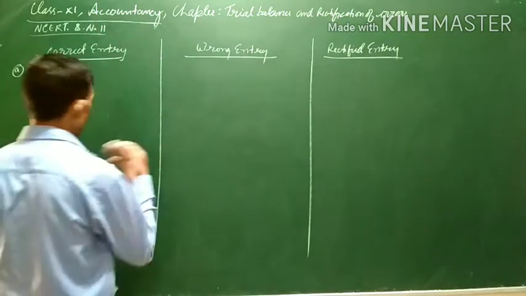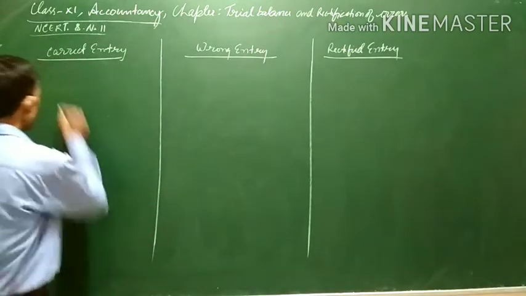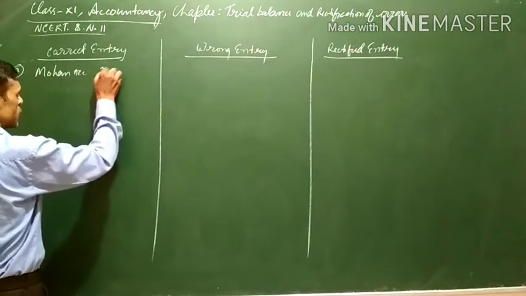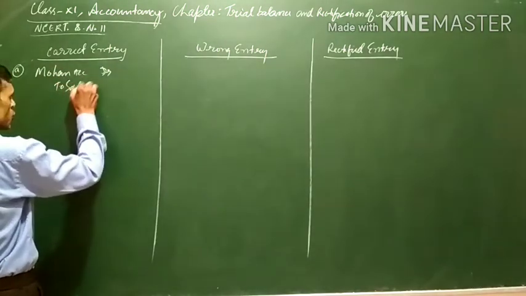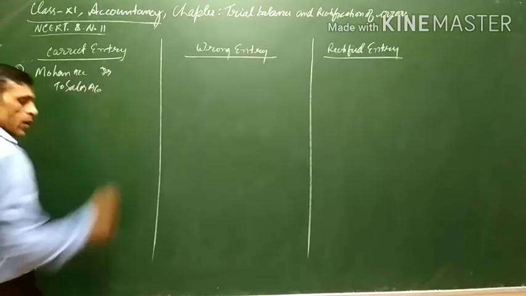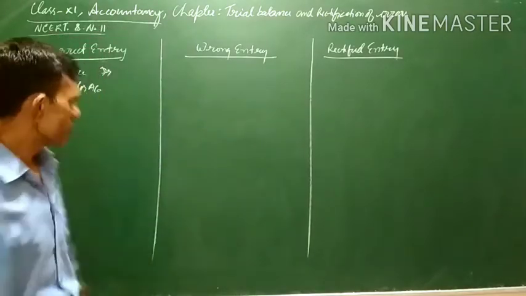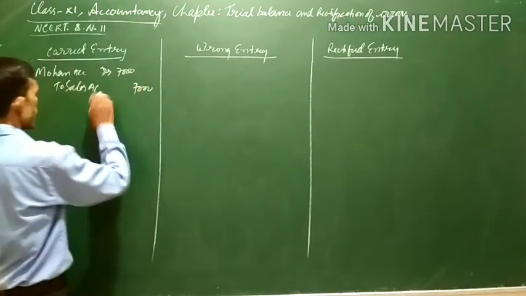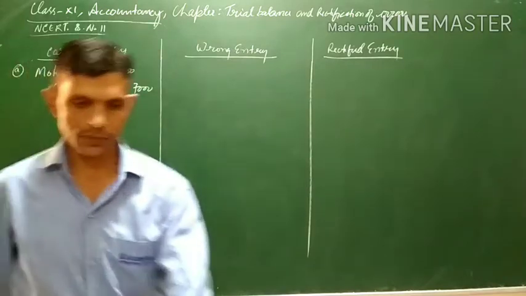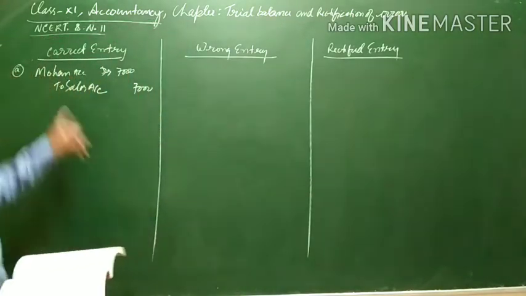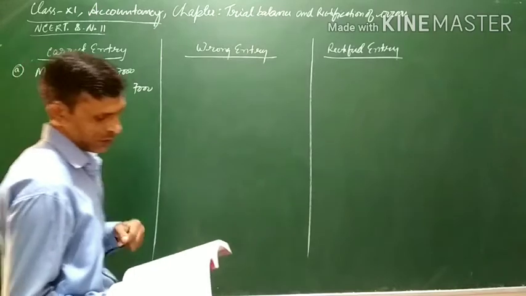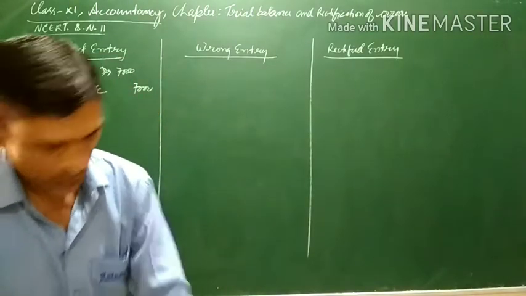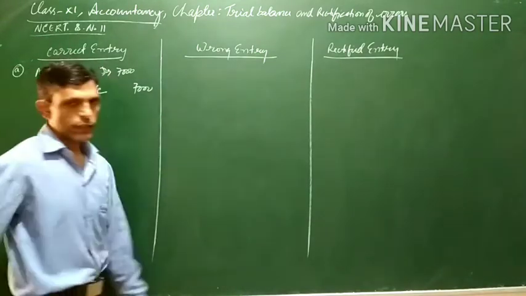Now, first of all, we will find the correct entry. Credit sales to Mohan: the entry will be Mohan account debit to sales account, amount is 7000. This is the correct entry. Now this has been posted to the credit office account.